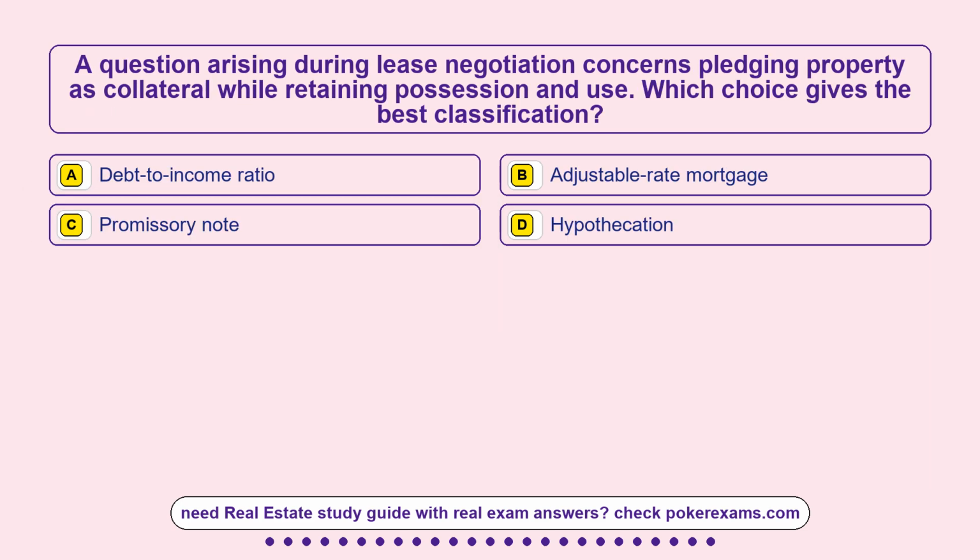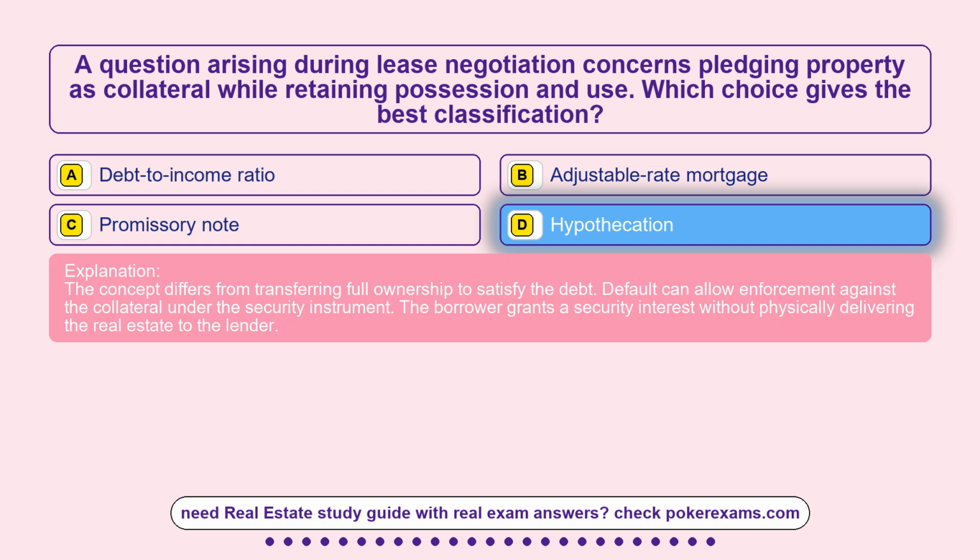Question 5. A question arising during lease negotiation concerns pledging property as collateral while retaining possession and use. Which choice gives the best classification? Option A. Debt-to-income ratio. Option B. Adjustable-rate mortgage. Option C. Promissory note. Option D. Hypothecation. The correct answer is option D.